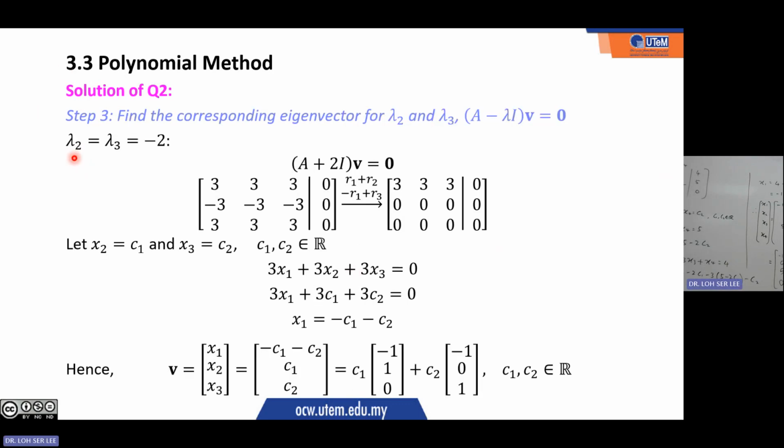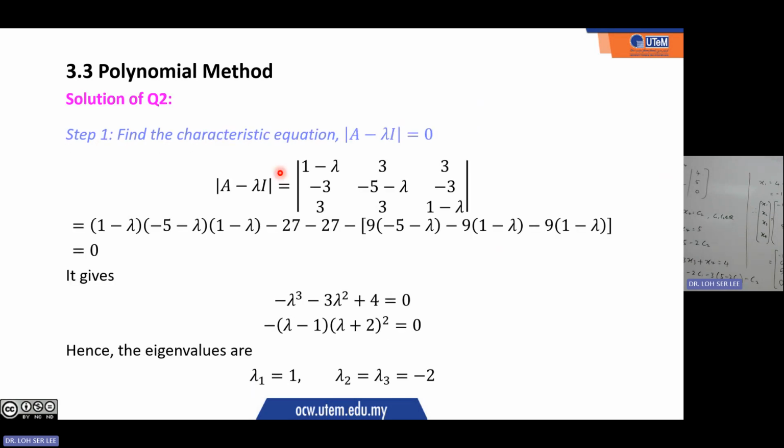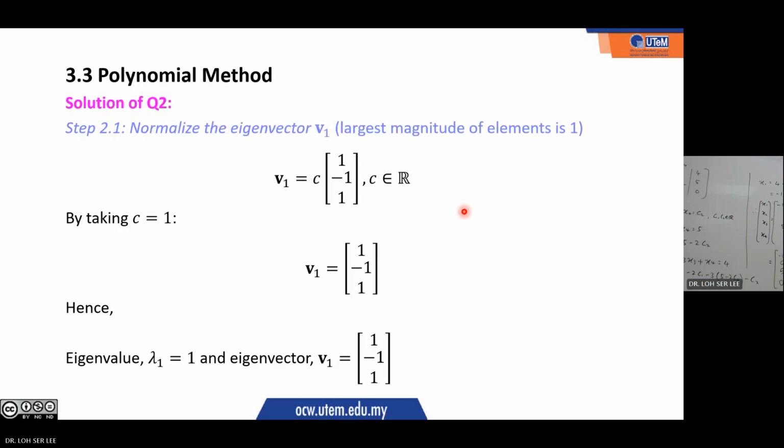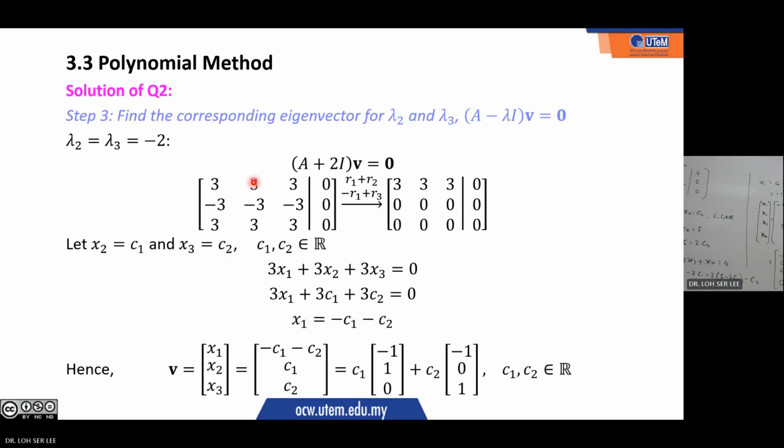Here, your lambda 2 and lambda 3 are the same, which is -2. So now we substitute this lambda back into here. Then you get this, on the right all zeros. Now you row reduce and your staircase will be a horizontal line. So X1 has a pivot, X2 and X3 are free. That's why X2 is C1, X3 is C2.